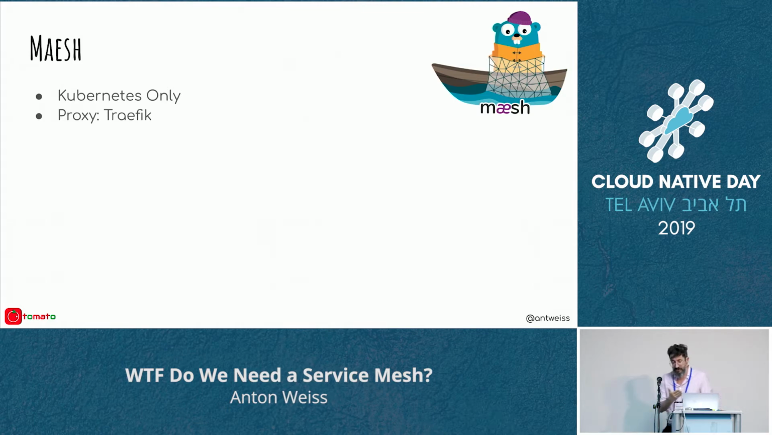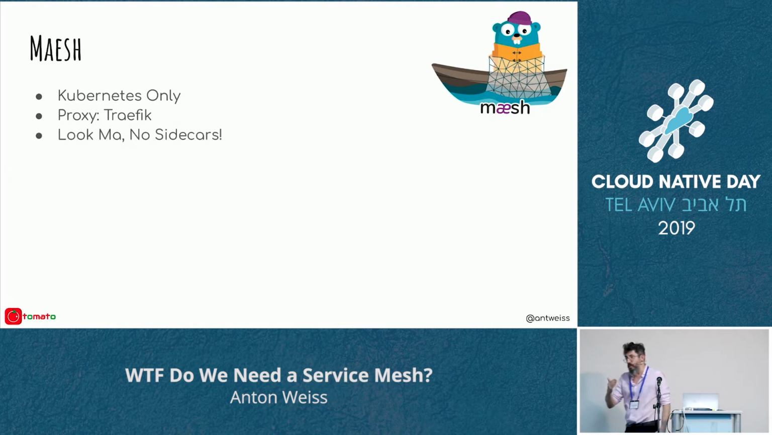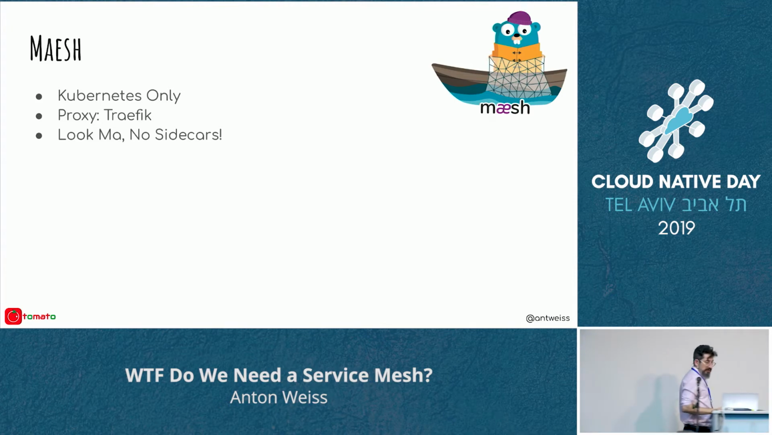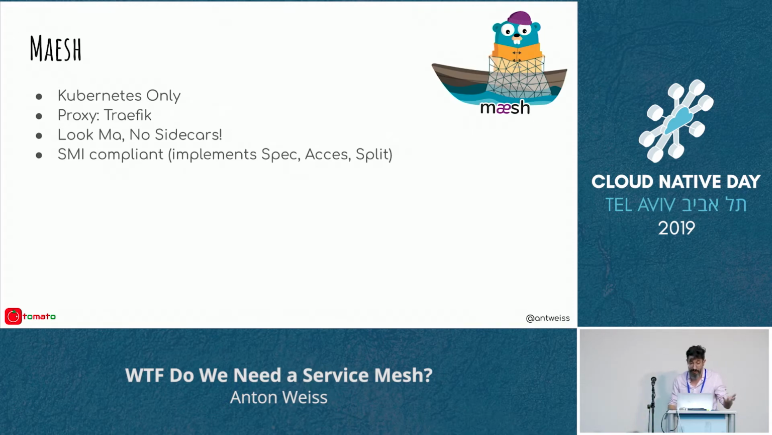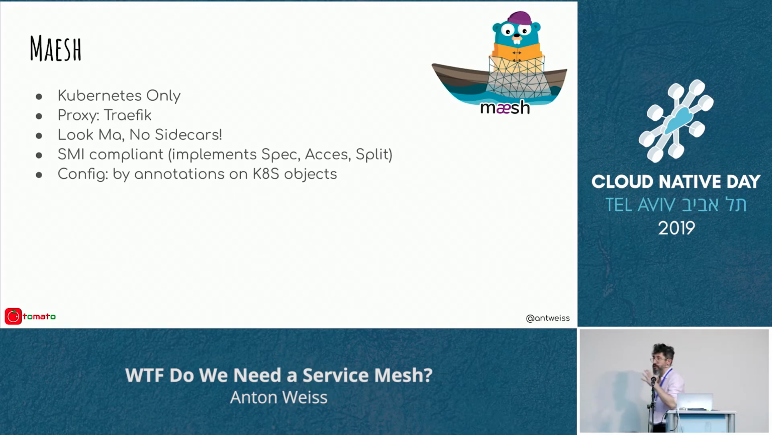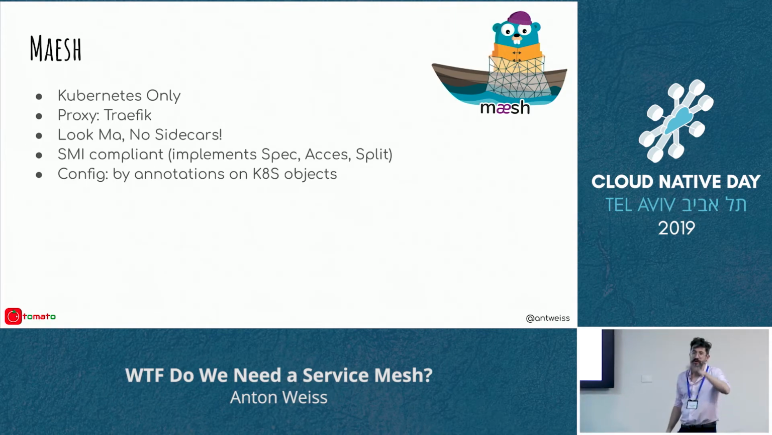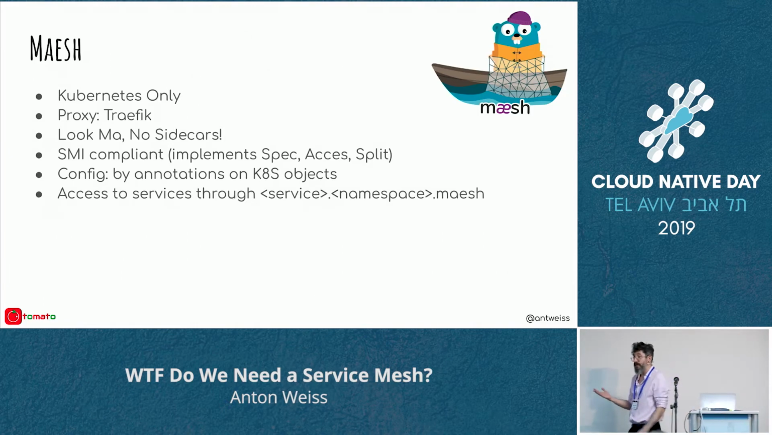Now, Maesh is based on Traefik. One reason why it's not used as a sidecar is because Traefik is written in Go, so it cannot provide the performance of Linkerd or even Envoy. To which Containous say, we don't want you to run sidecars, you just run one proxy on each node, and we're also SMI compliant, and you don't need to configure us with CRDs, only put annotations on your Kubernetes objects.